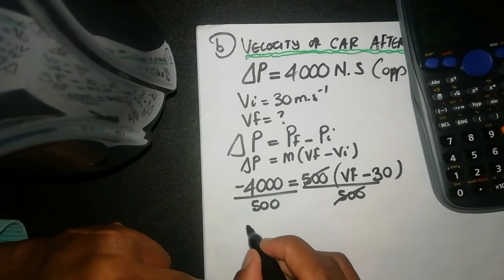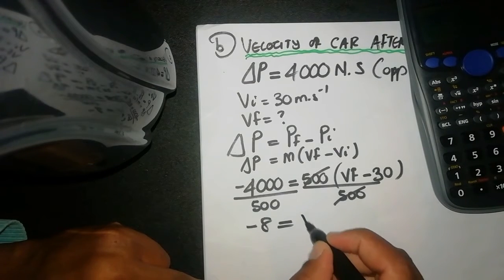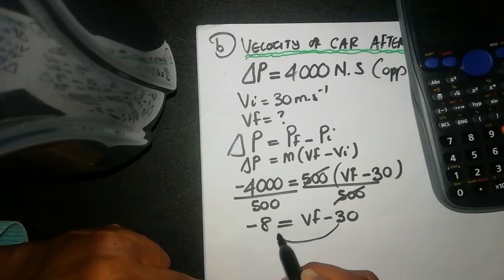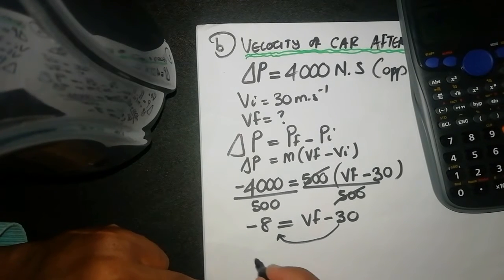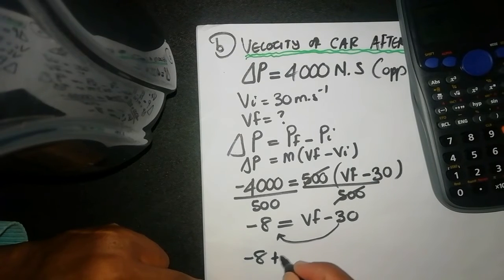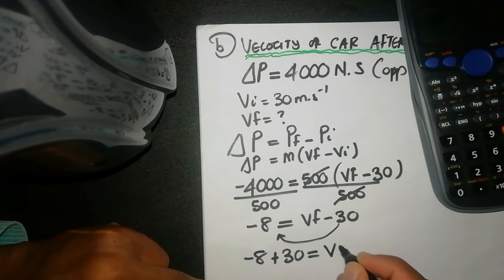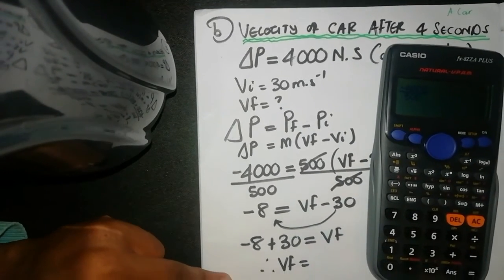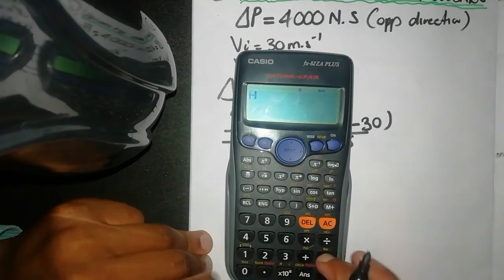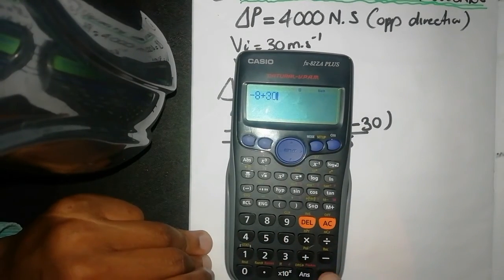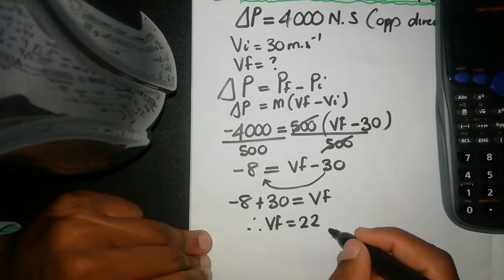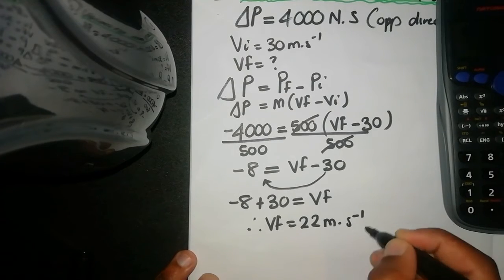Okay, so my negative 8 there is equal to vf minus 30, and then you transpose this 30 to that side. It's going to change the sign and be positive. So you have negative 8 plus 30 is equal to vf. Therefore my vf is equal to negative 8 plus 30. So I get 22, positive 22. So it's 22 meters per second.